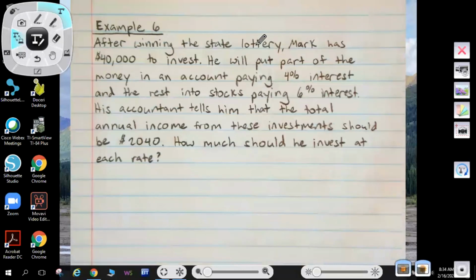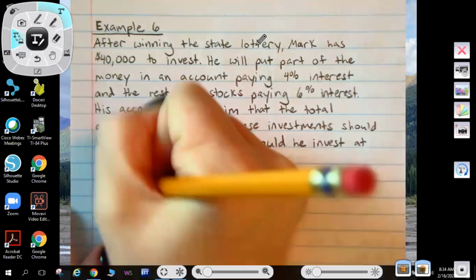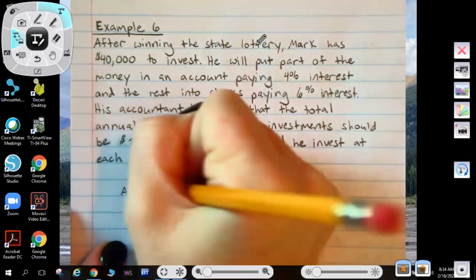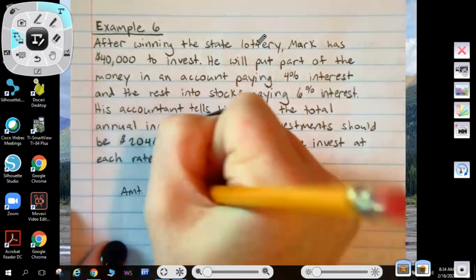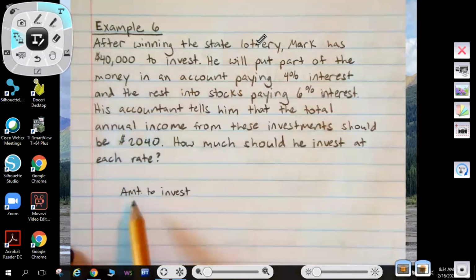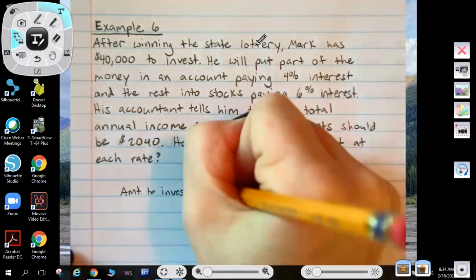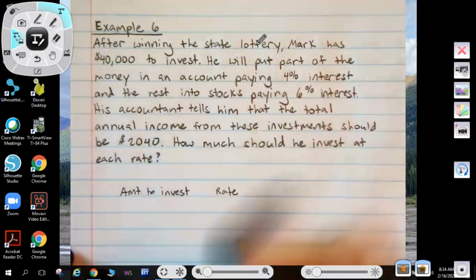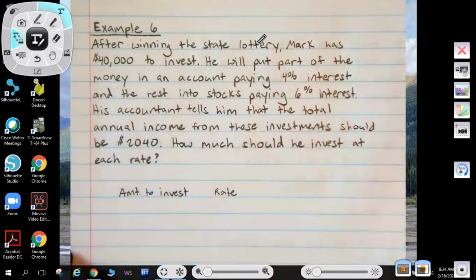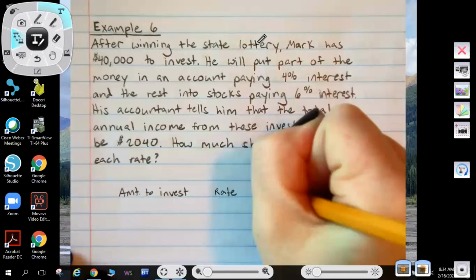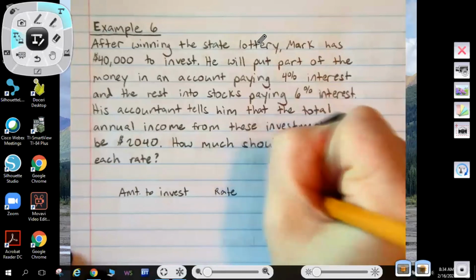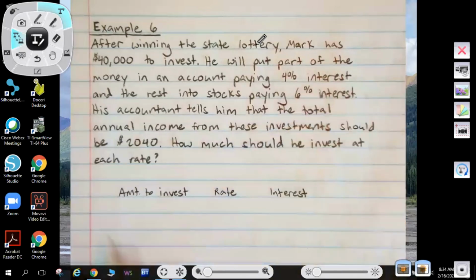I think the best way for us to get started here is to draw a simple chart. So we're going to look at the amount that he should invest, what rate that investment is going to have, and the interest that he's going to make from that investment.